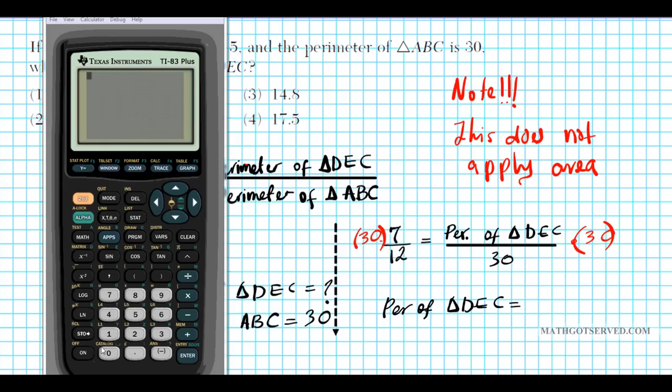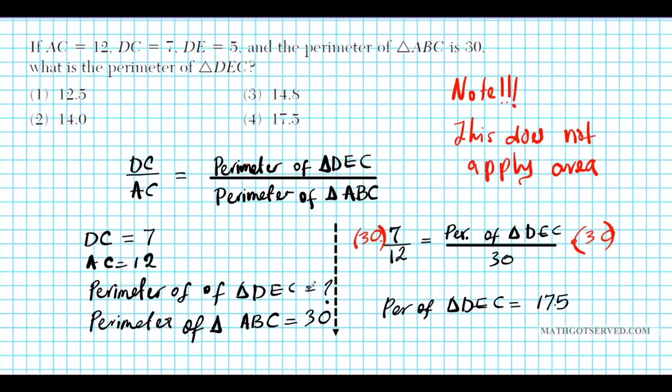So we are computing 30 times 7 divided by 12. 30 times 7 divided by 12, 17.5. That is the perimeter of triangle DEC. Answer is option number 4.